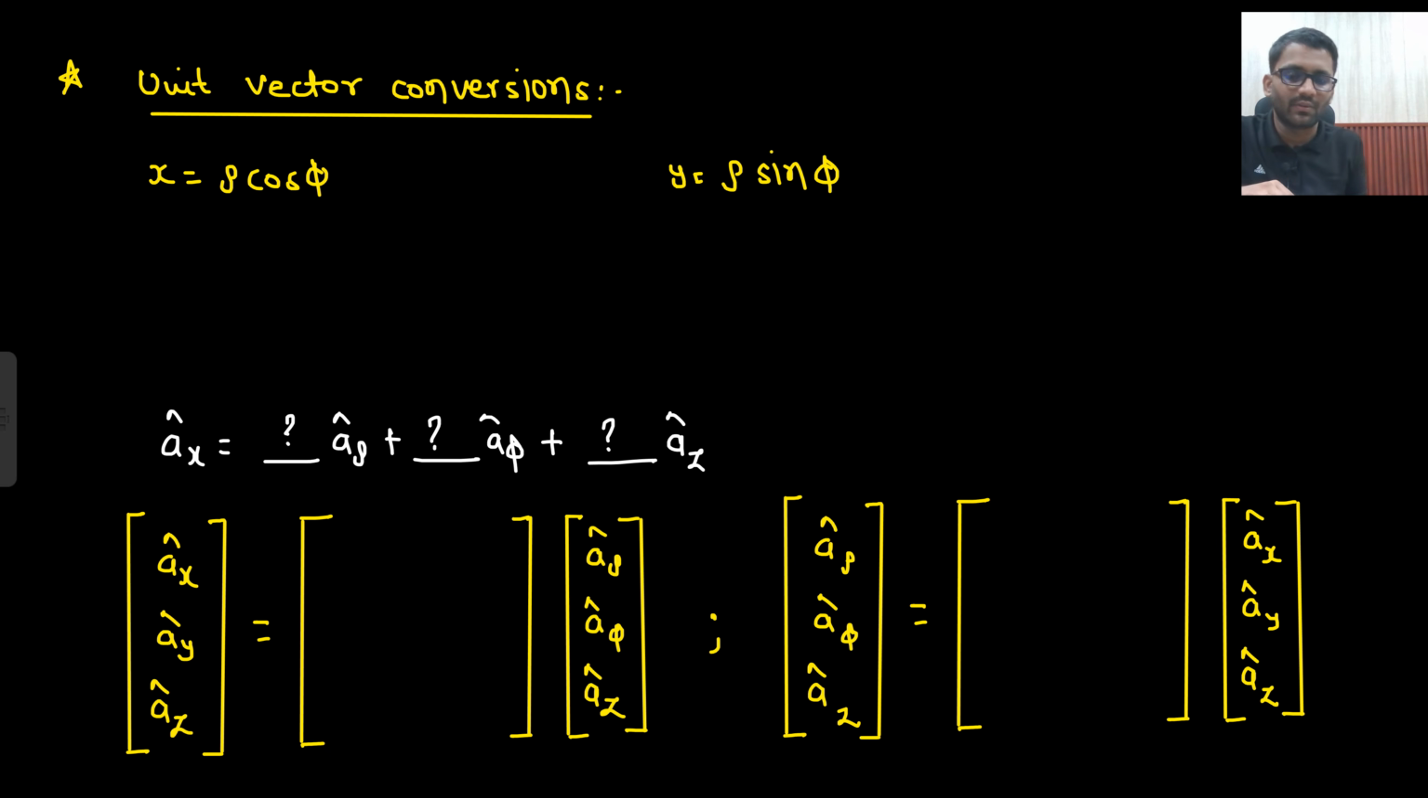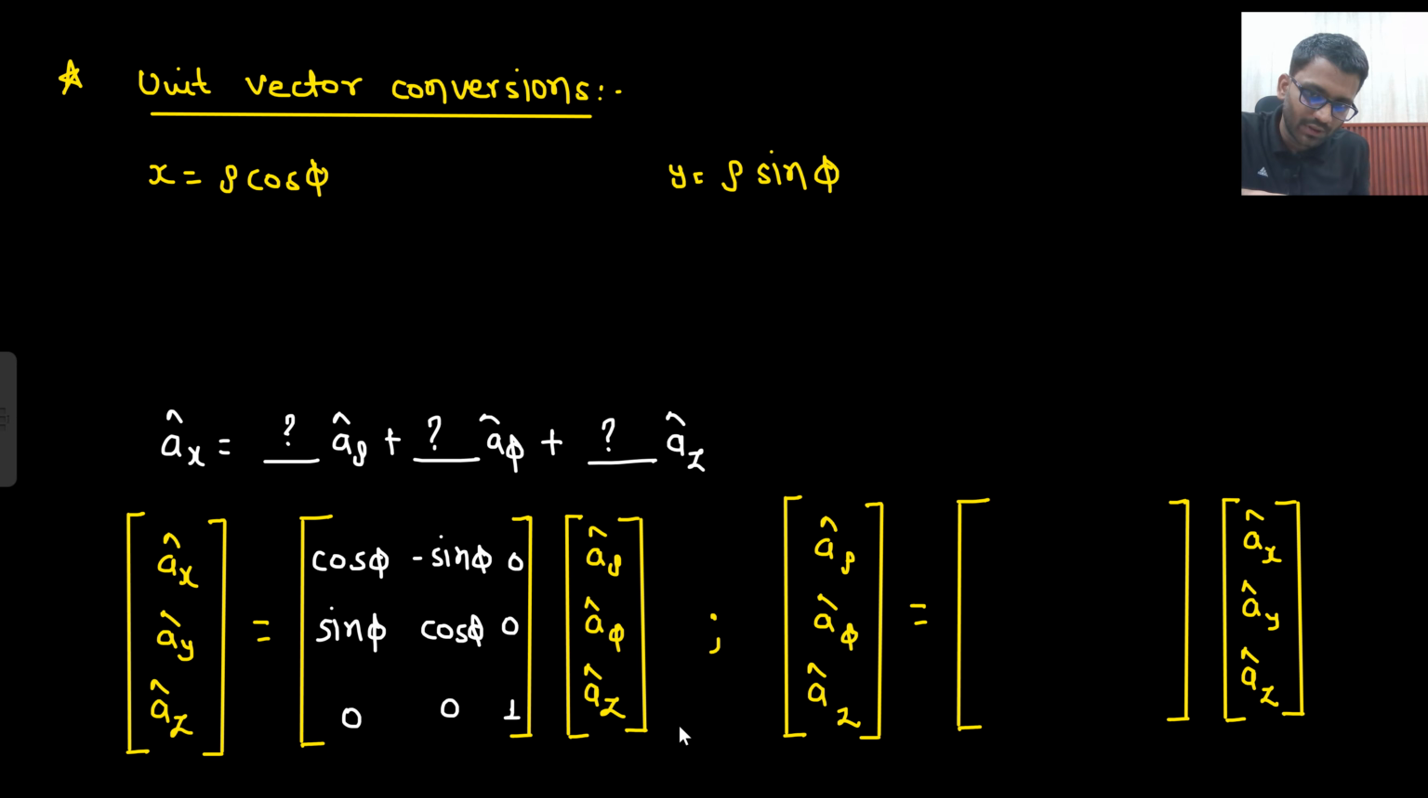That I am writing down. x equals rho cos phi. Same matrix, ditto same matrix. x is related with cos. Then y equals rho sin phi, so here sin phi will come. z is not related with rho, so 0. Then differentiate: minus sin phi, cos phi. Here 0, 0 and 1.